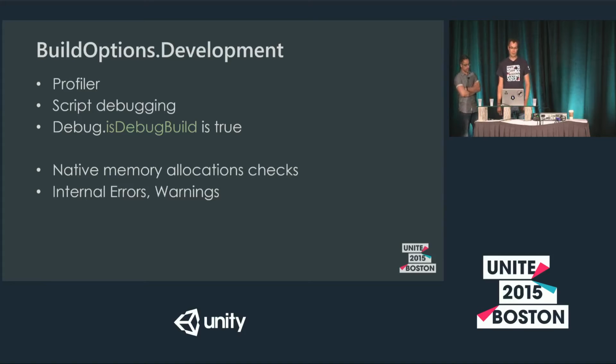So what is the difference between a development player and a release player? One of the biggest differences is that we don't ship the profiler in release builds, and you can't do script debugging there. Also, internally, we do native memory allocations differently, and we don't expose any internal errors or warnings to the player.